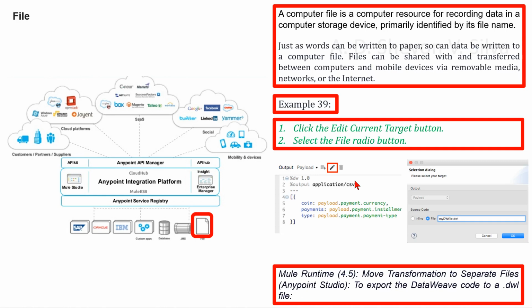To export the DataWeave code to a .dwl file, click the edit current target button here, and select the file radio button. Type a name for your DWL file and click OK. The file containing your DataWeave code is created under the src/main/resources folder in your project.